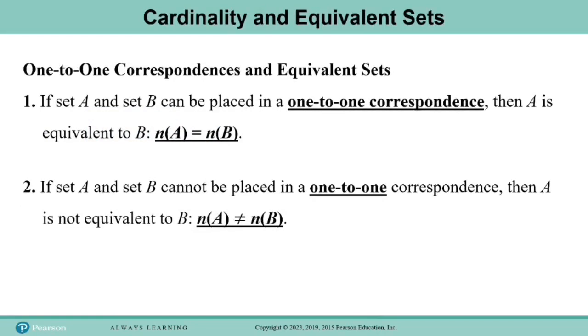So the arrowheads on the previous slide indicate what we call a one-to-one correspondence. If set A and set B can be placed in one-to-one correspondence, then A is equivalent to B. In other words, the cardinality of A is equal to the cardinality of B. So a one-to-one correspondence means each element in set A matches one element in set B, and the other way around. Now, if set A and set B cannot be placed in one-to-one correspondence, then set A is not equivalent to set B, and we would write n of A is not equal to n of B.